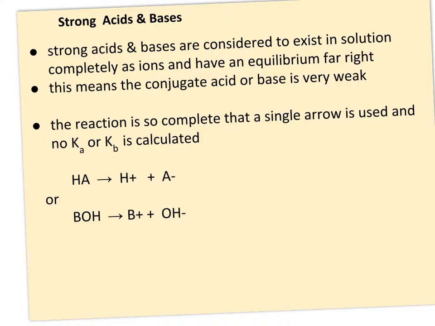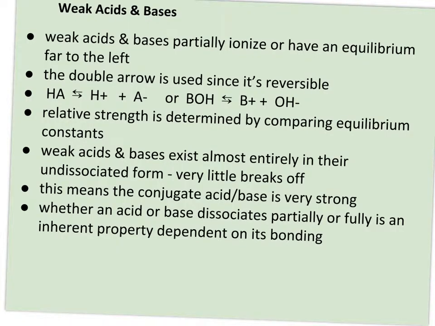with no Ka or Kb being calculated. Weak acids and bases, though, are only partially ionized and have an equilibrium far to the left, so usually less than 10 to the minus third. So we use the double arrow because it definitely is reversible. And in fact, very little goes to the right. And the relative strength then is compared by comparing the equilibrium constants, which again we call Ka and Kb, depending upon whether it's an acid or base we're talking about.